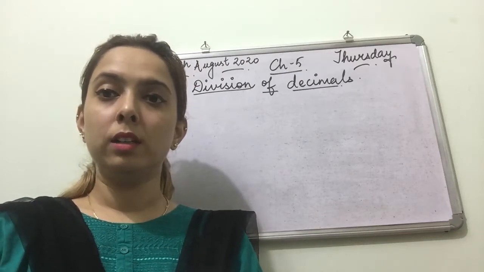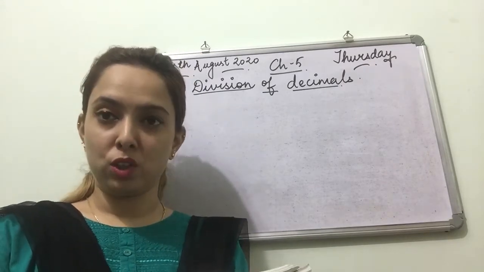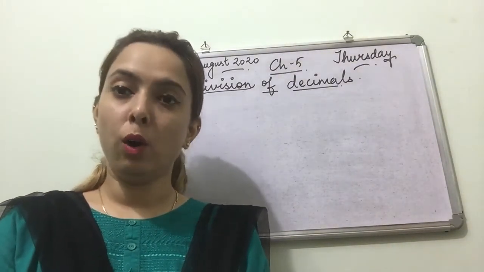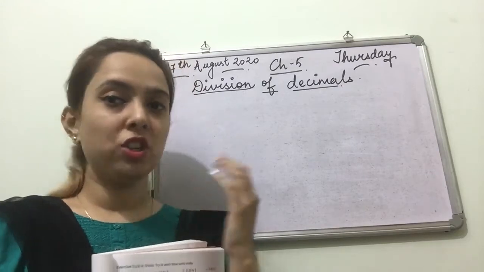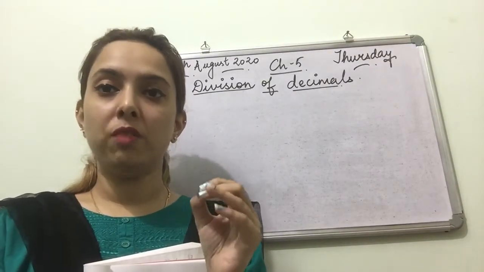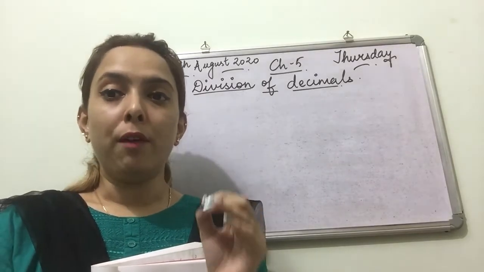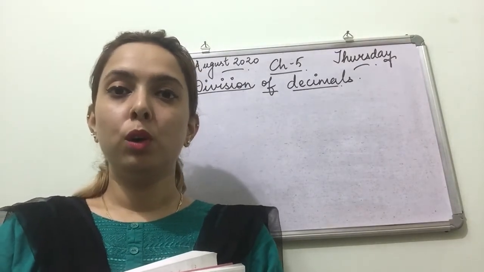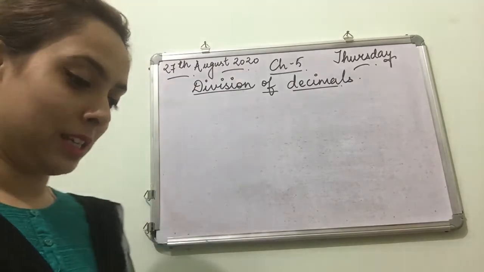So students, our next topic from chapter number 5, decimals and their applications, is division. Till now we have done all the operations like addition, subtraction and multiplication. The last operation which is left is division of decimals. So students, here you have to be very attentive while watching these videos, and you have to learn the tables till 20, so it will help you to solve the sums. So let's start our division of decimals.